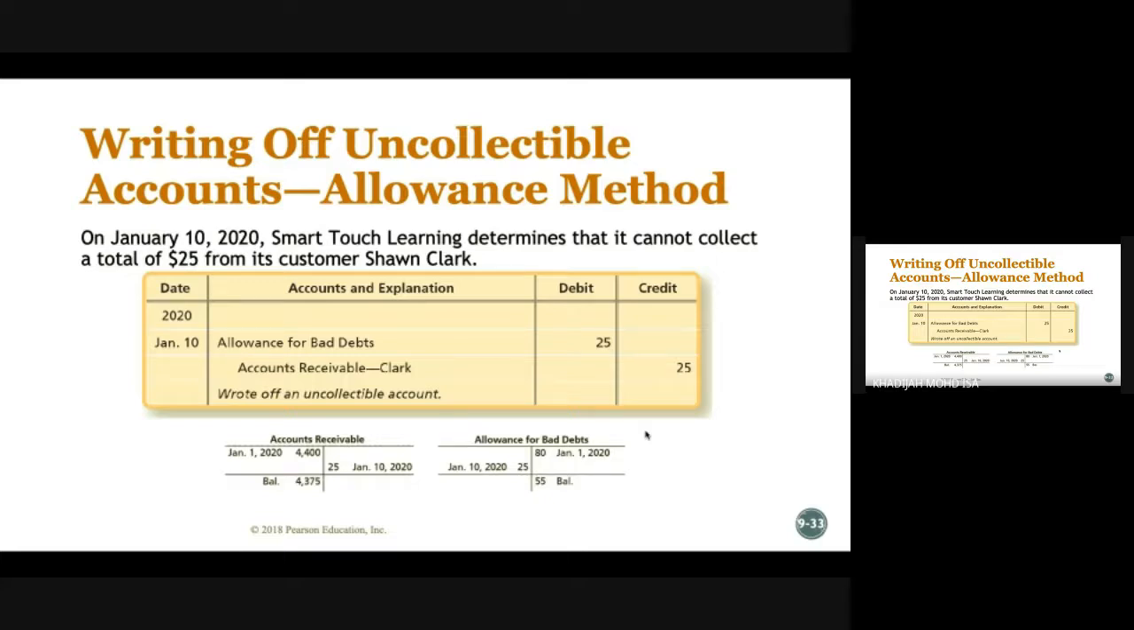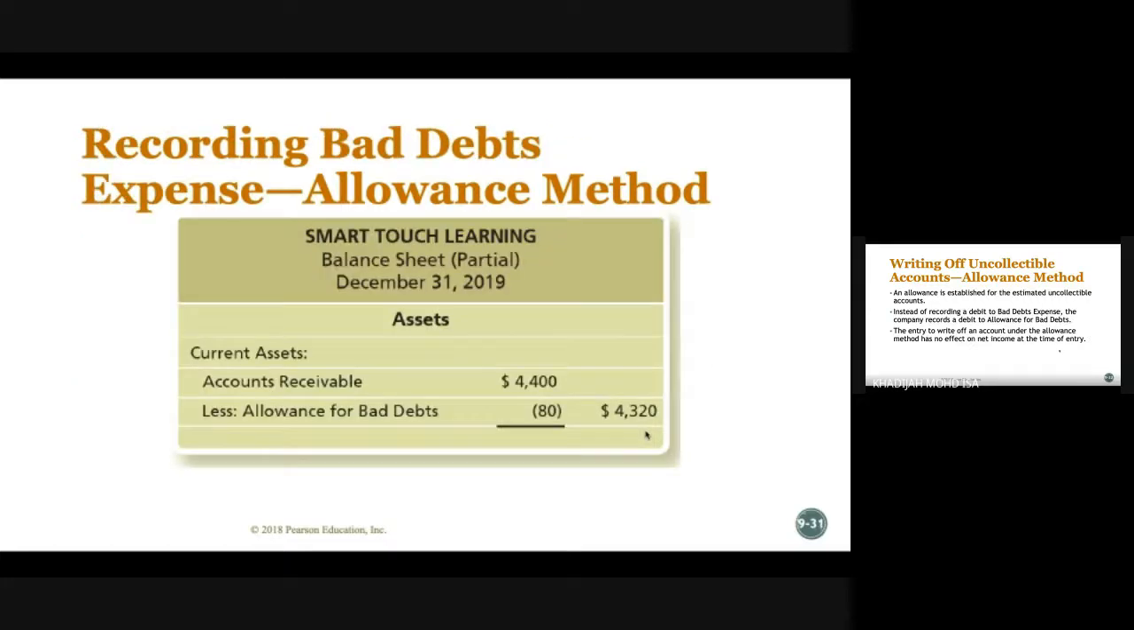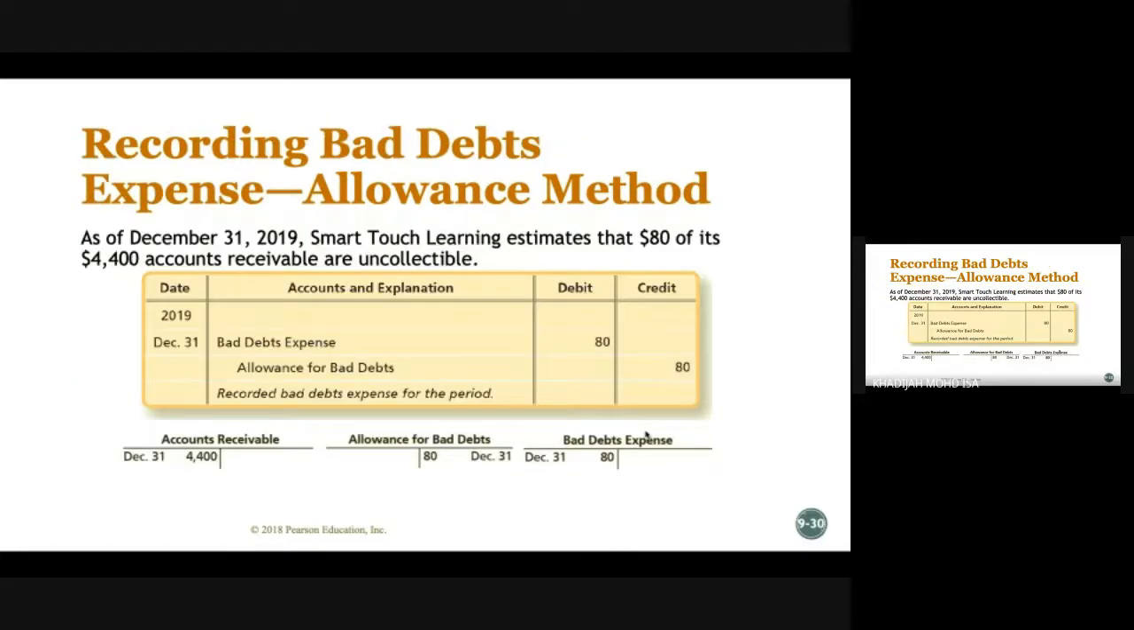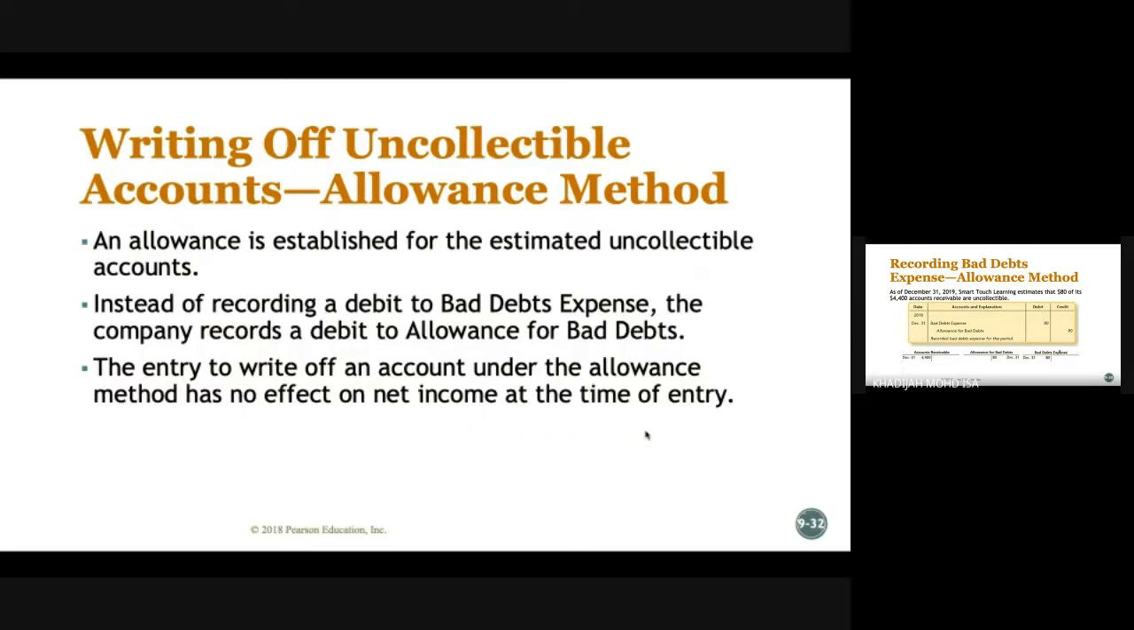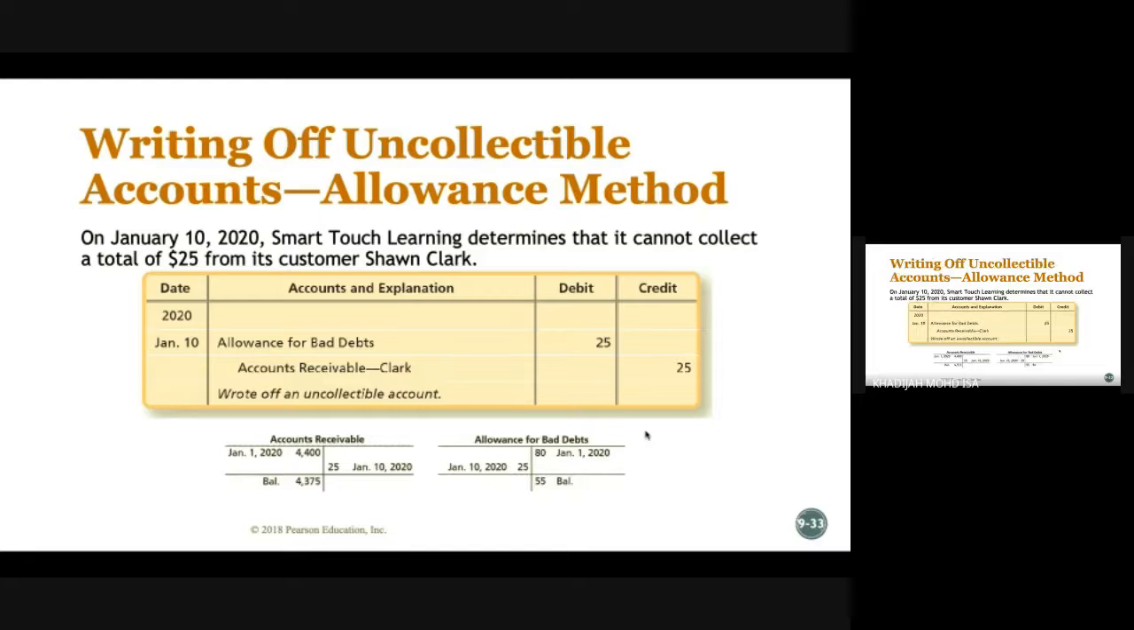Smart Touch Learning determined that it cannot collect a total of 25 from its customer Sean Clark. Is this Sean Clark the one that you provided, the account receivable? So this one is determined it cannot collect, so you debit your allowance for bad debts 25 and credit your Sean Clark account receivable 25.